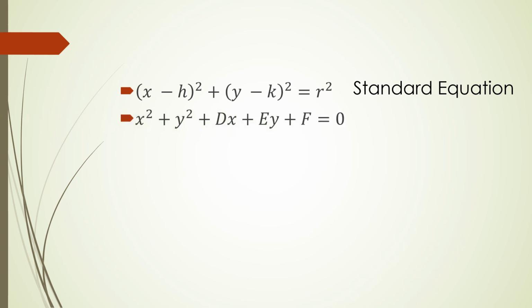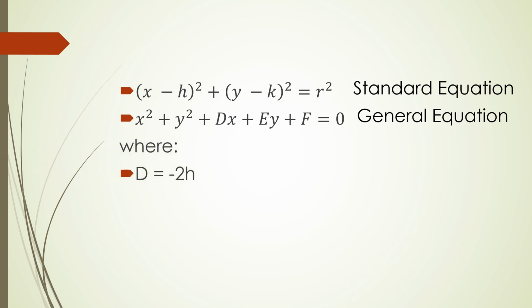And the other one is x² + y² + dx + ey + f = 0, which is the general equation, wherein d = -2h, e = -2k, and f = h² + k² - r².